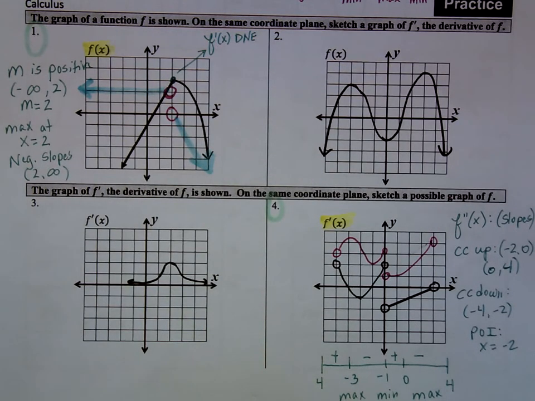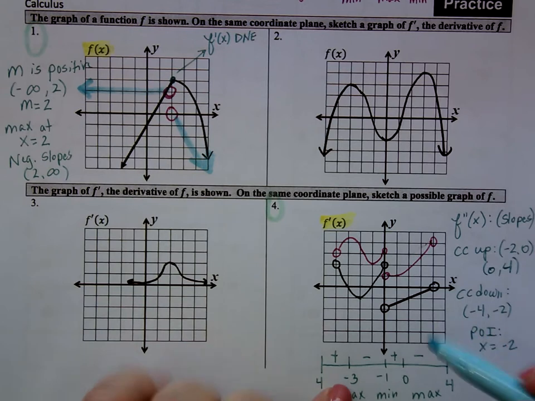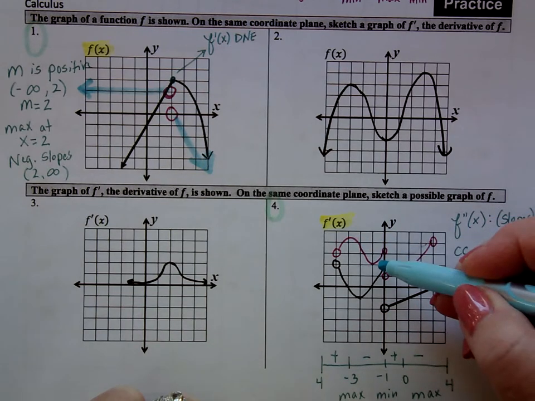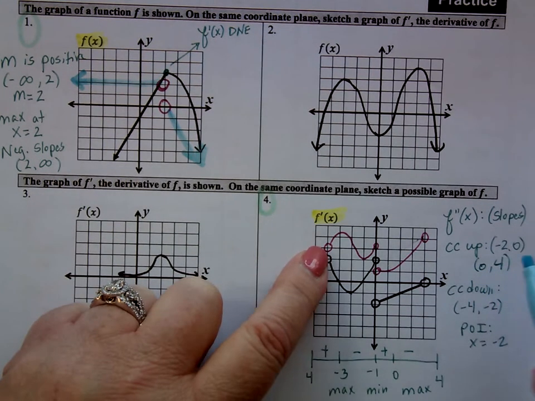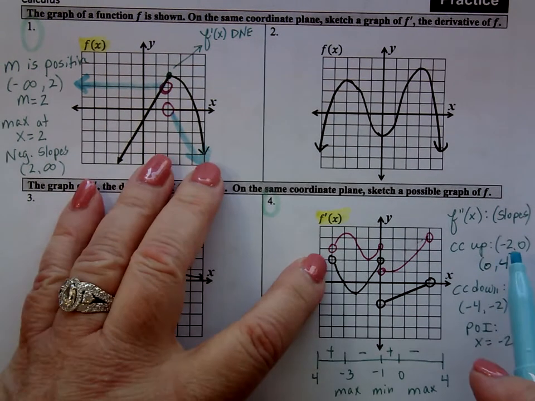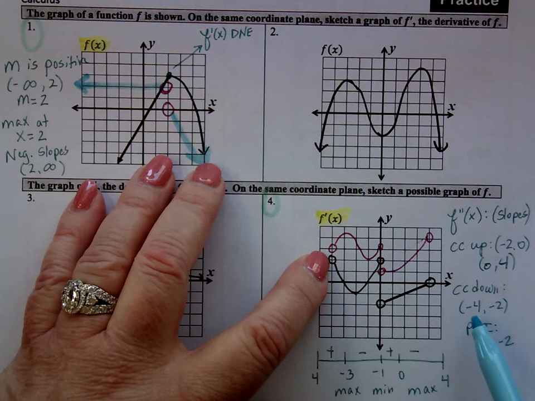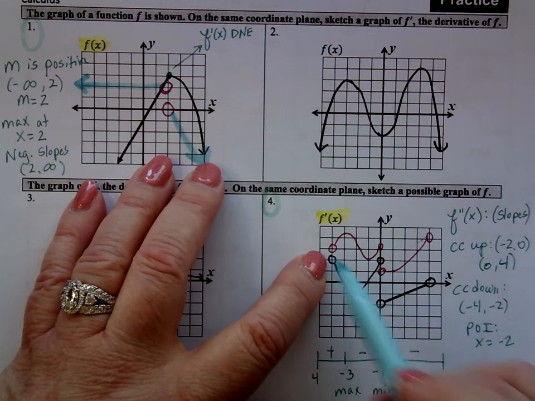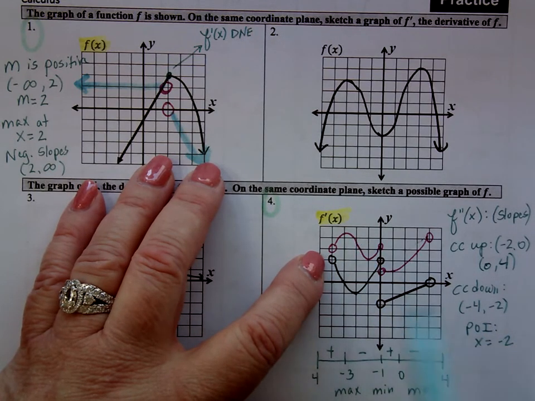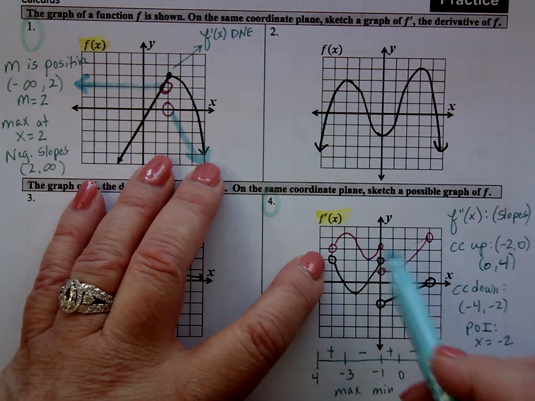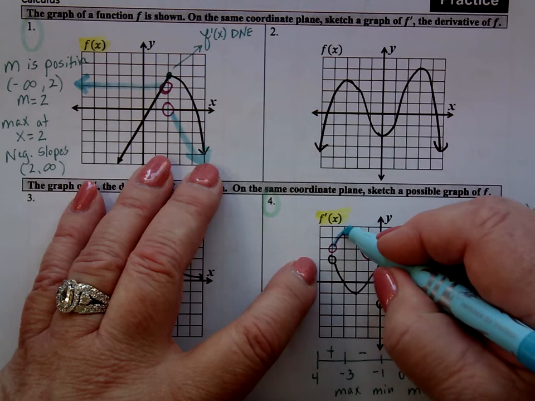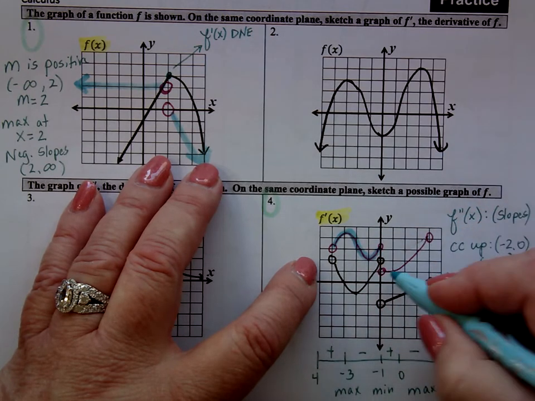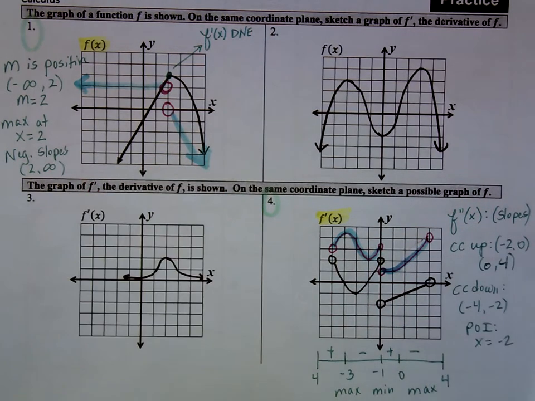I have a maximum at -3. I have a minimum at -1. I have a maximum at 4. Concave down from -4 to -2, concave up from -2 to 0. Okay, got that. And I'm concave up again from 0 to 4. So here is my graph, keeping the open circles that were the open circles on the original one. All right, there's 4.